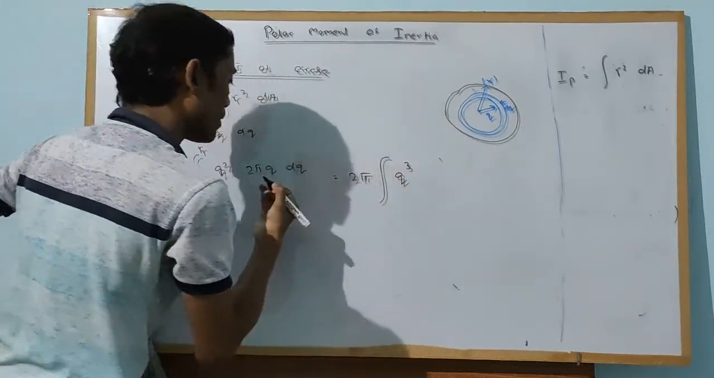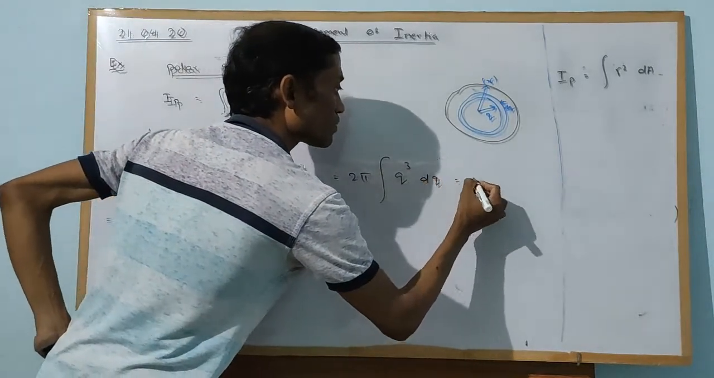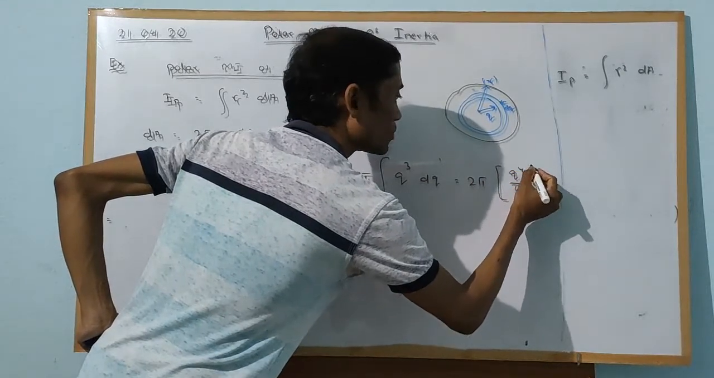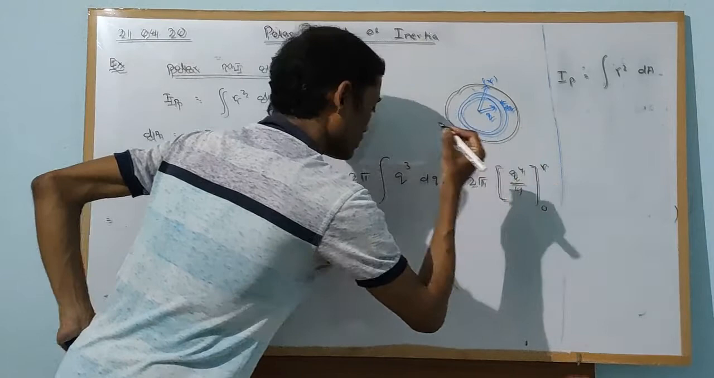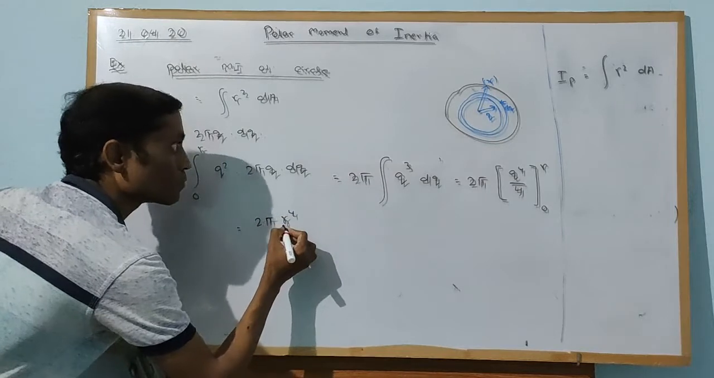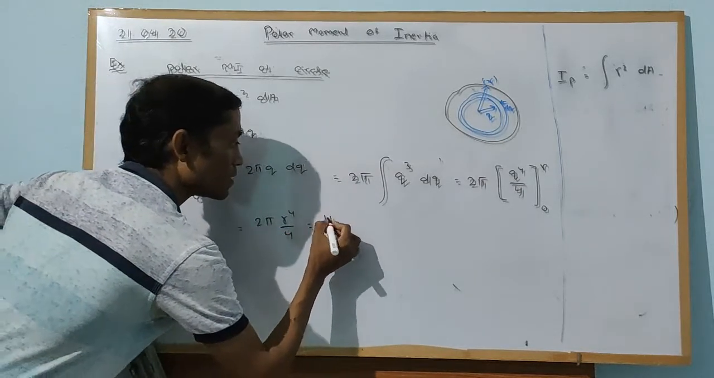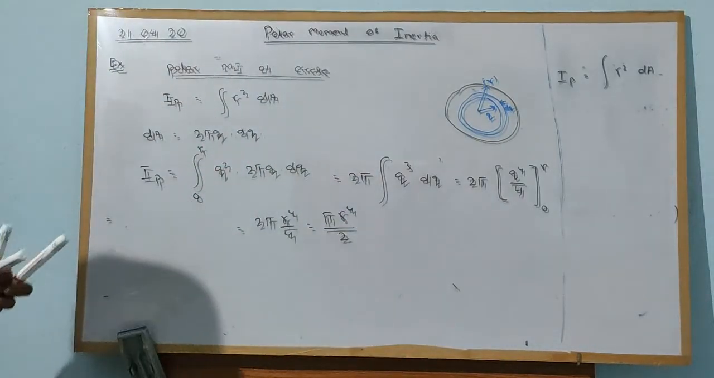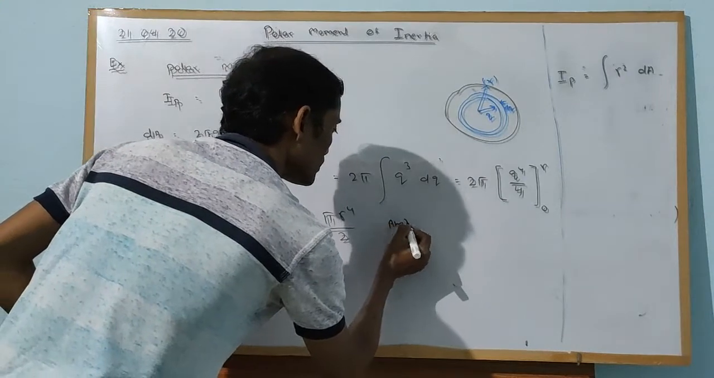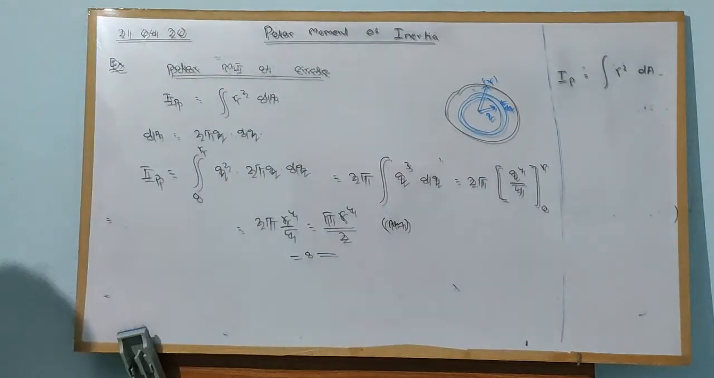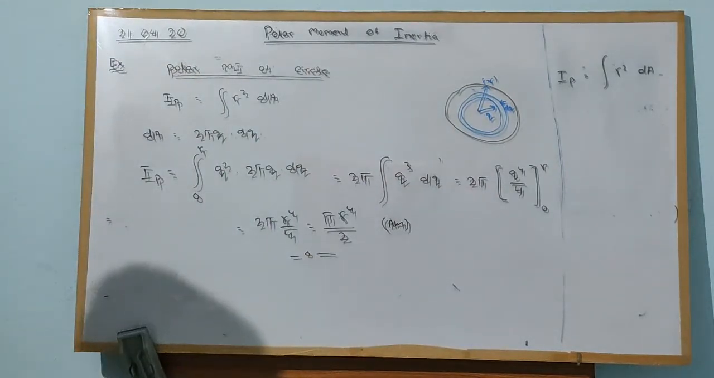That equals 2 pi, the integration of q to the power cubic, dq, that equals 2 pi times q4 by 4 from 0 to r. That equals 2 pi r4 by 4, that is pi r4 by 2. Now this is the answer: the polar moment of inertia of a circle is pi r4 by 2.